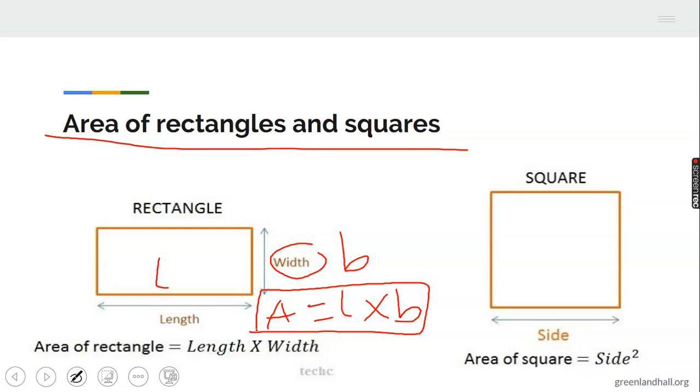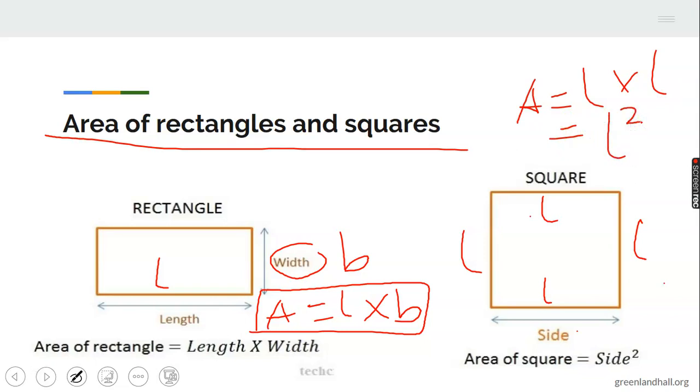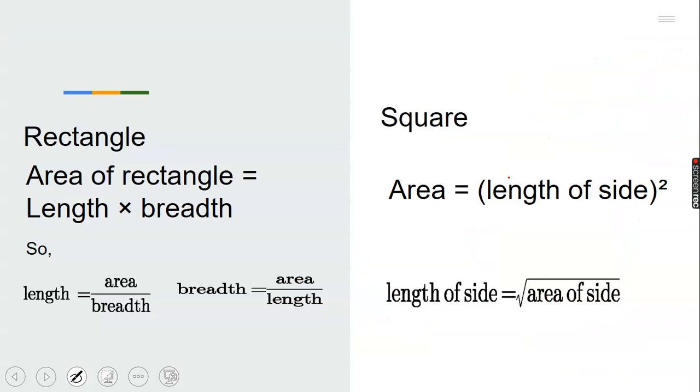Now, look at square. Here we use side, but let us be using length. And you know the length of a square, the length of side of a square, is equal. Now, area equals length times length, which equals L squared. This is the formula we'll use to calculate area of square. Now, this is the formula here. Area of rectangle equals length times breadth.